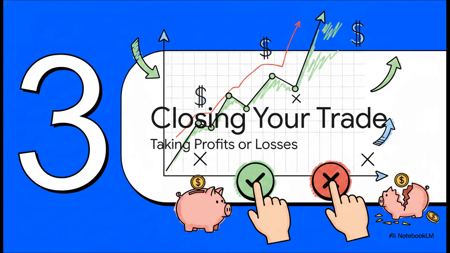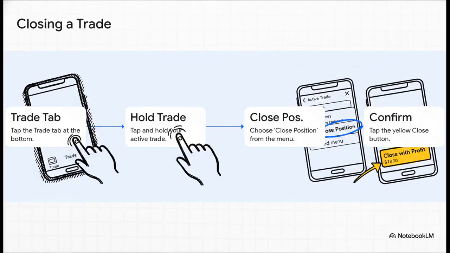All right, Section 3, Closing your trade. Time to talk about taking those profits or cutting those losses. When you're ready to exit the market early, it's a super fast 4-step sequence. Step 1, tap that Trade tab at the bottom again. Step 2, find your active trade and just tap and hold your finger right on it. Step 3, a menu pops up, choose Close Position.